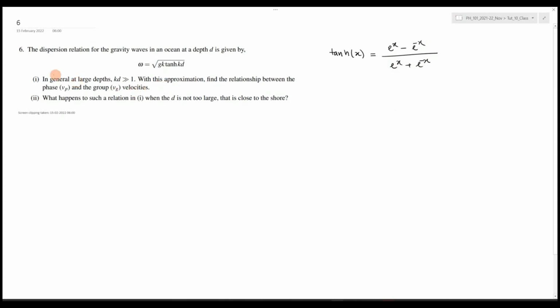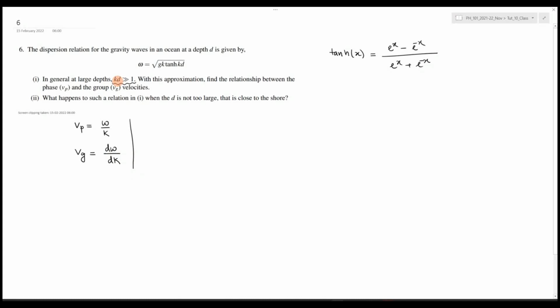Okay. Now, in the first part it says that in general, at large depth, kd is very much greater than 1. With this approximation, find the relationship between phase velocity and group velocity. What is the formula for phase velocity, by the way? Omega by k. What about group velocity? d omega by dk.